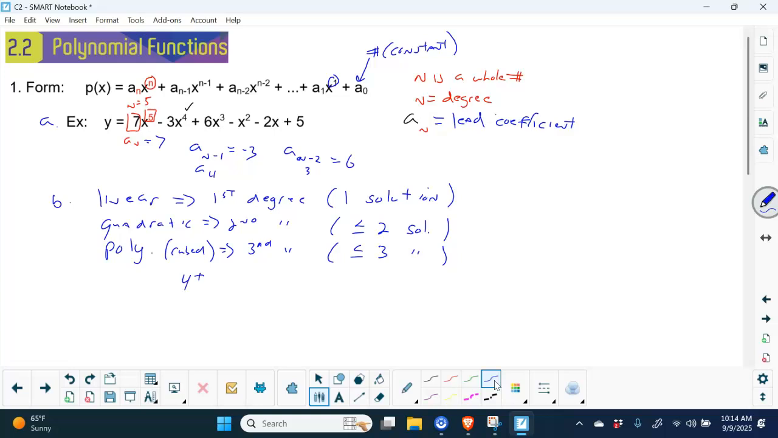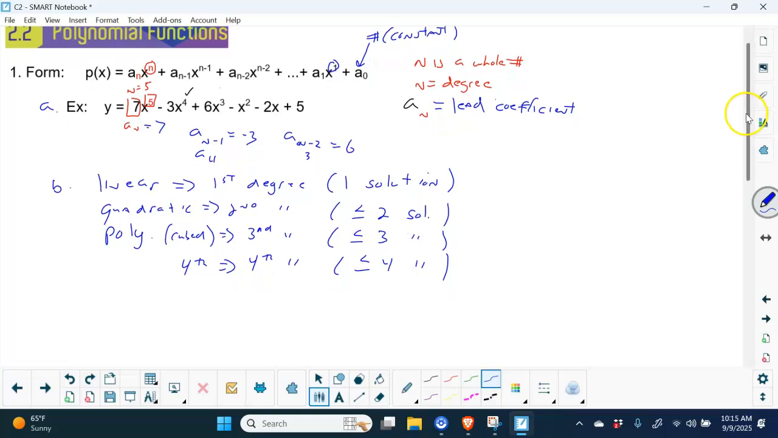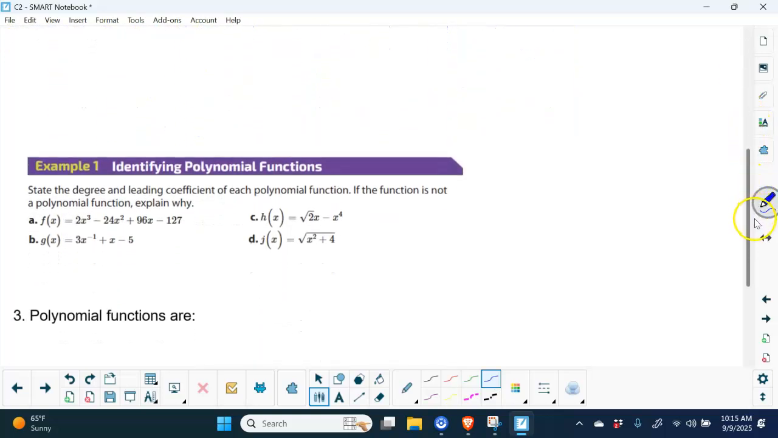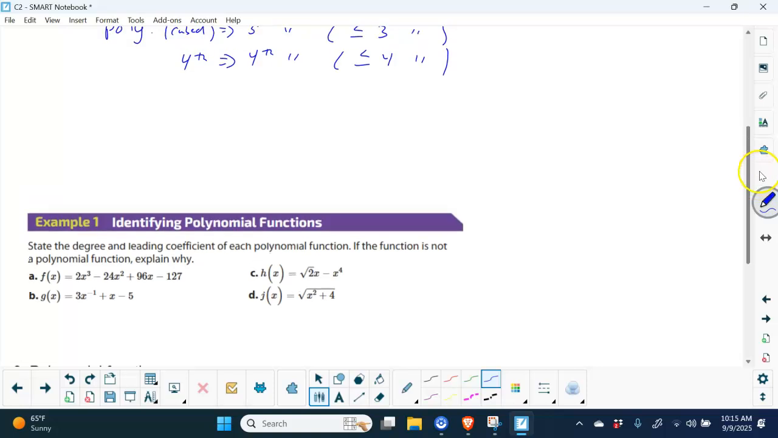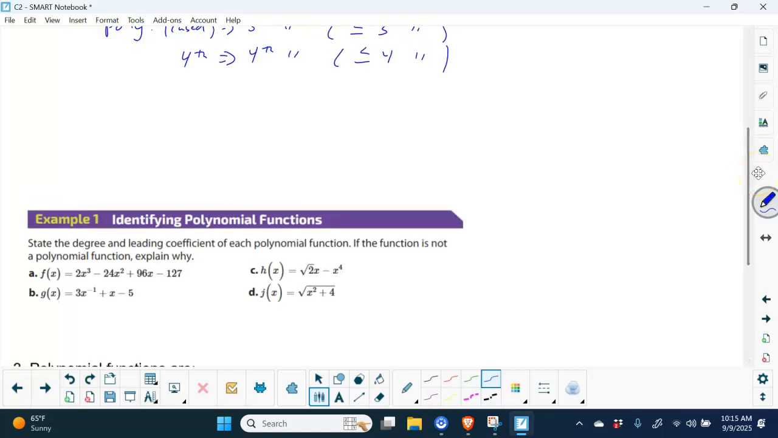And if we had a polynomial to the fourth power, then it's fourth degree and less than or equal to four solutions. So here's what I'm trying to say. You have as many solutions, up to as many solutions as the degree of the polynomial, and the degree of the polynomial is the highest degree term. Okay? All right.